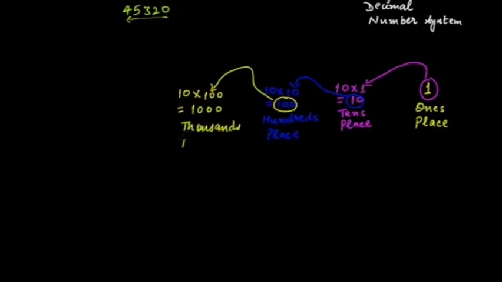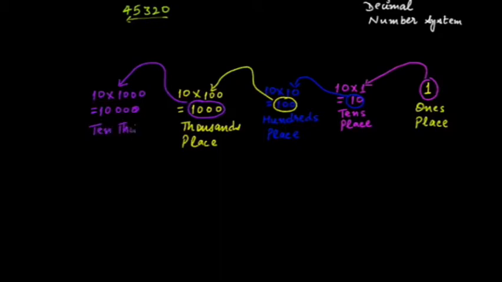Thousands place. The next place has a value of 10 multiplied by the value of the previous place, that is 1000. This becomes 10,000, and therefore it is 10,000s place. Therefore this is 10,000s place.